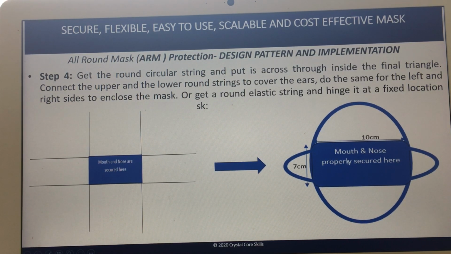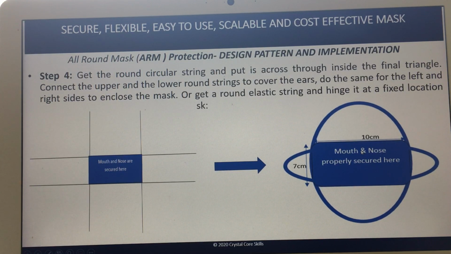We have created a mask 7 by 10 centimeters with the string covering all around our head and our neck, creating no space for any air to come in. So this is the design which I refer to as an arm protection mask, which is very secure, flexible, easy to use, scalable, and cost effective.